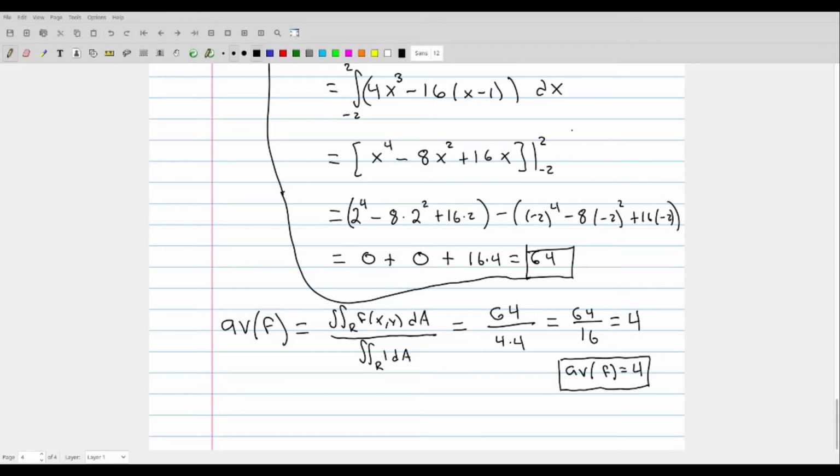Now what this means is that the mean value theorem guarantees at least one point, possibly more, such that the value of the function at that point is equal to this average value.